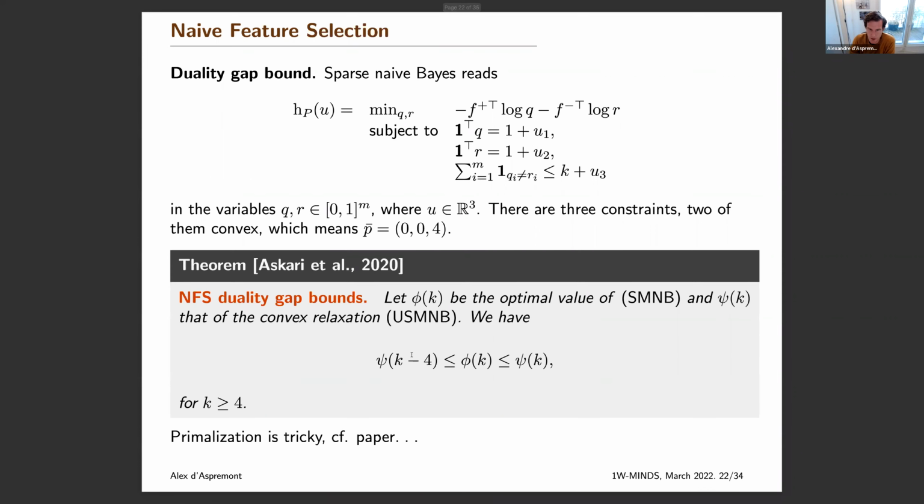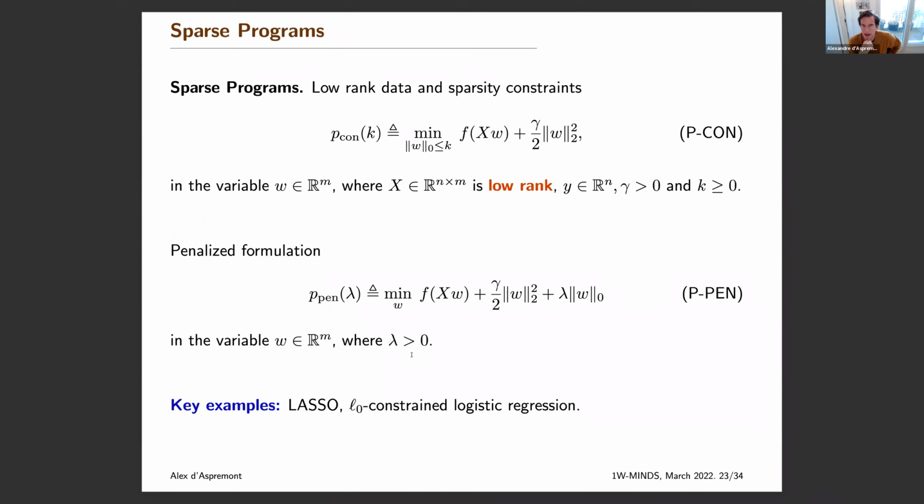What this result does not tell you is how to reconstruct a solution that actually satisfies these bounds. And unfortunately, this is not an entirely trivial result, and it takes a few pages. So I'll refer you to the paper for the primalization side. Just remember that it's possible. I'll give you a bit more details later on, but in the interest of time, I won't spend too much time on this.